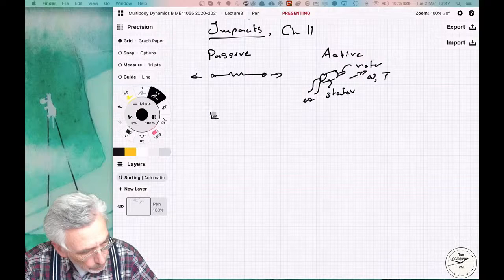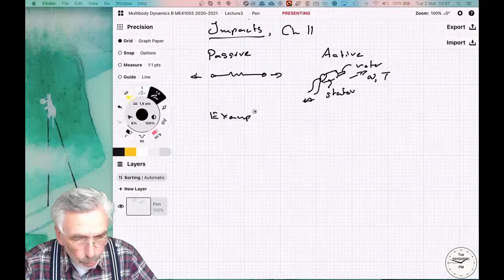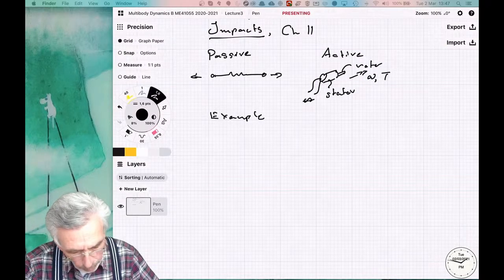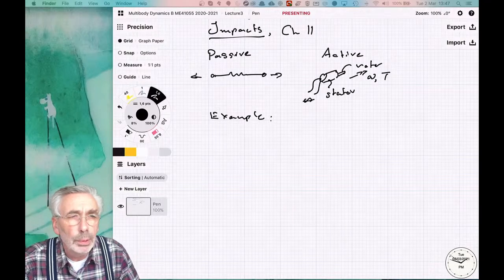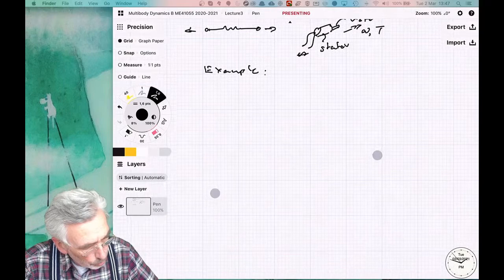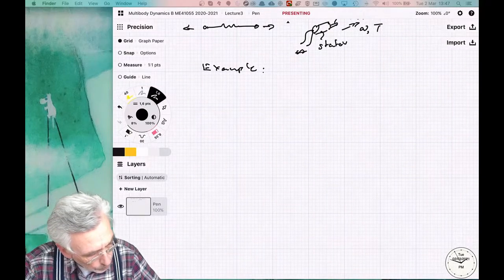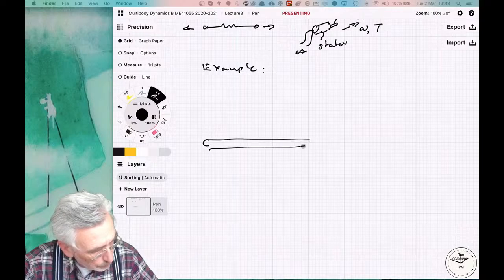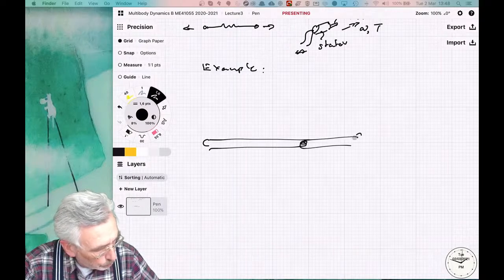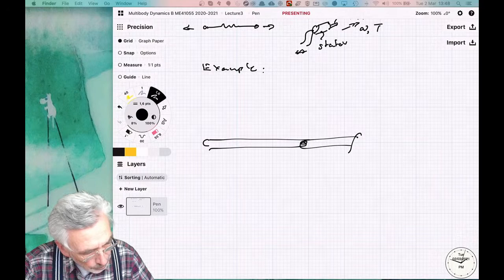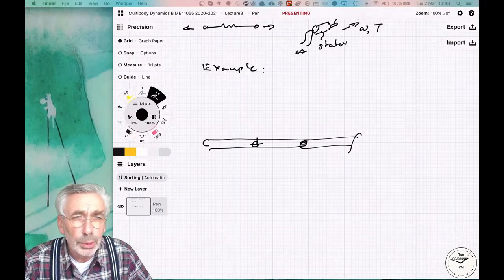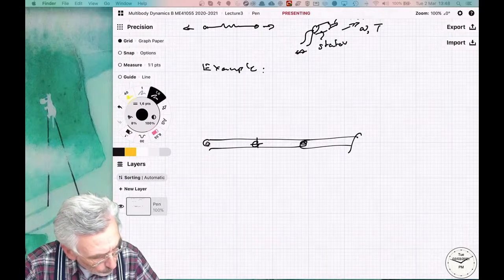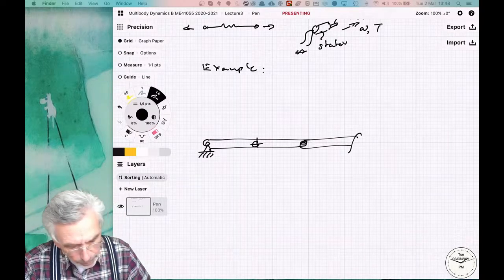Let's start with a simple example, from the book. What I'm going to add first is a passive element. So I'm going to add a spring to our multibody system. This is the multibody system, bar 1 and bar 2. For now, I'm not so interested in bar 2. I take the example from the book, so the center of mass is in the middle. Beware, it's not like in your homework problem.